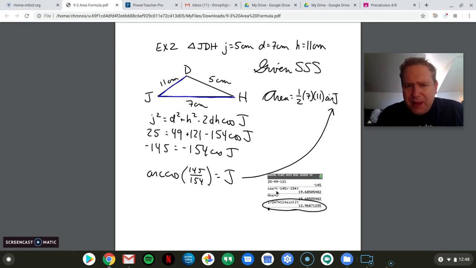So look, if you look down here, this is just me finding the measure of angle J to be 19.68 degrees by finding the inverse cosine of 145 over 154. This is like a problem from section 9.2, okay? I stored it in my calculator. I hit STO alpha J, so that way I don't have to worry about rounding it. And I did 1/2 the two sides that make it up. So 1/2 times 7 and 11. 7 up here and 11 are the two sides that make angle J. So 1/2 times 7 times 11 times the sine of J, or just type in 19.68 and you will get that area, 19.96, right?